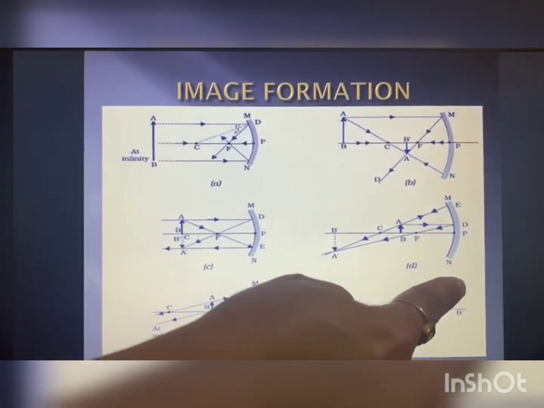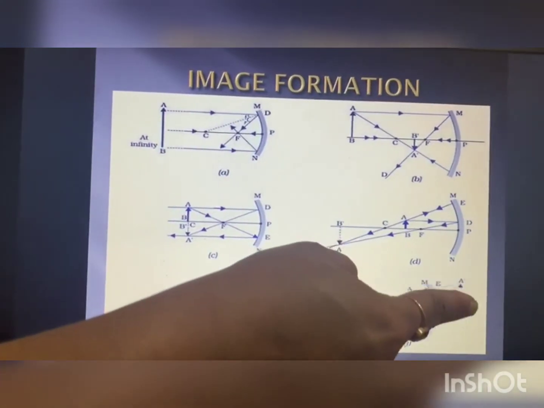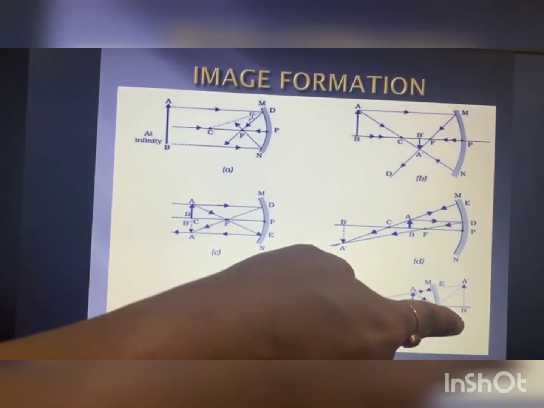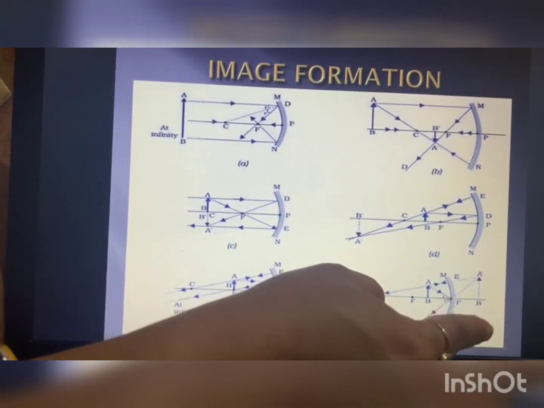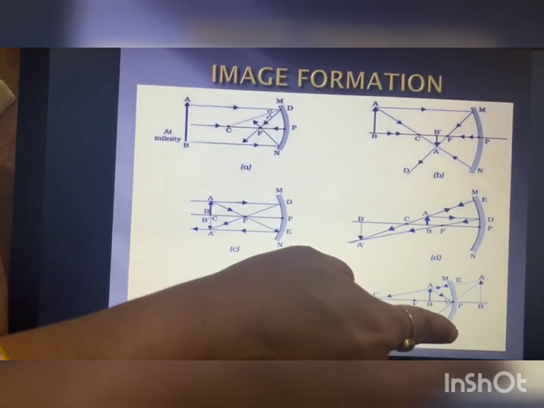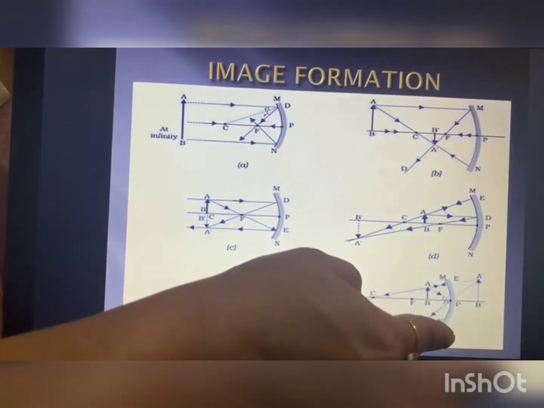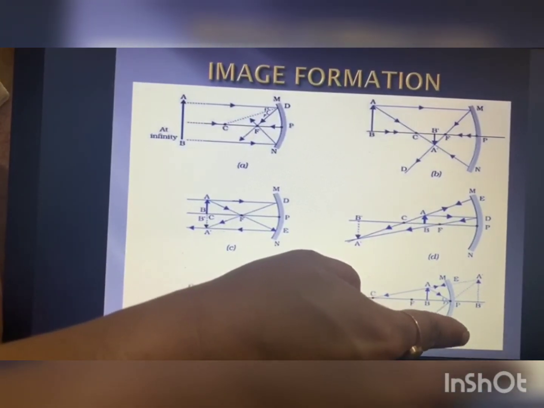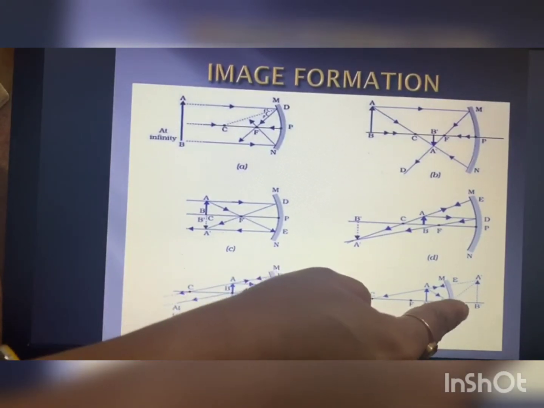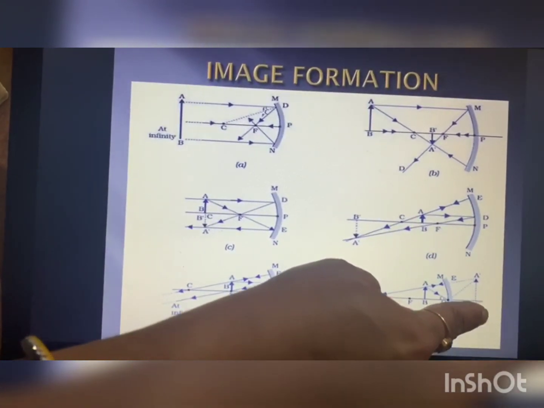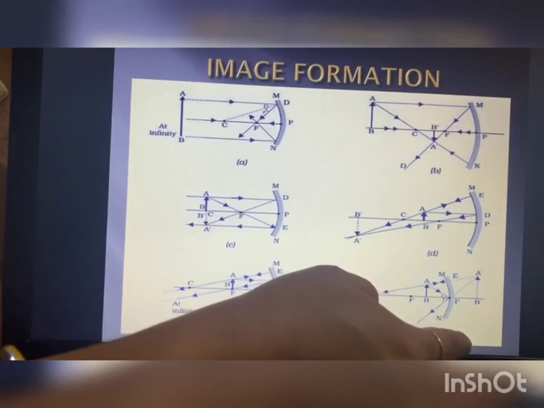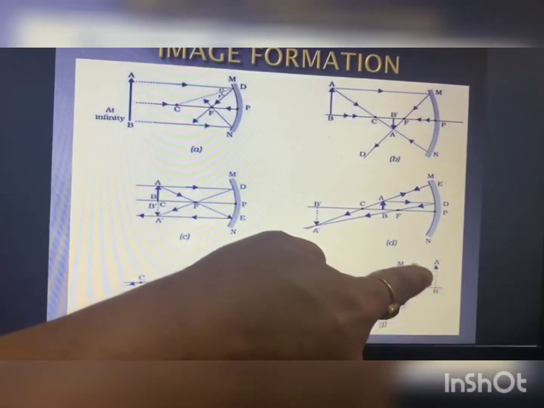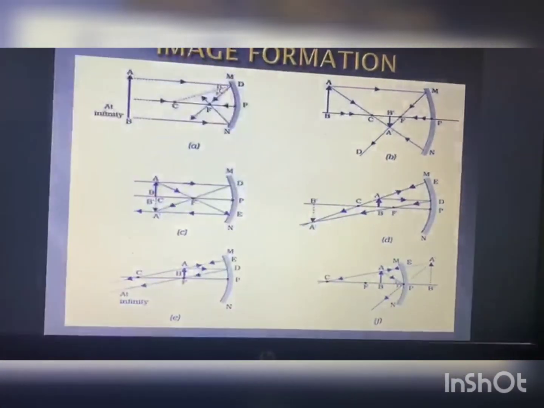Reflected back in the same direction, extended backward, and where do these two rays meet? Behind the mirror. If the image is going to be formed behind the mirror, the nature of that image is always virtual and erect. So where is the image going to be formed? Behind the mirror. What is the nature of the image? It's virtual and erect. And what about the size? It's enlarged or magnified.